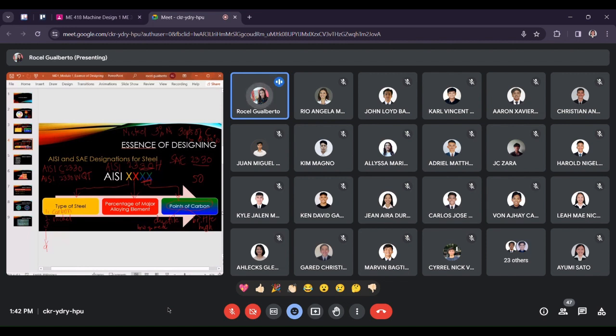So, just by looking at that, you can already say 2330 is a ductile material. Okay? Because it has 30 points of carbon. So, that is the first thing you will do, to identify whether the given material is ductile or brittle.